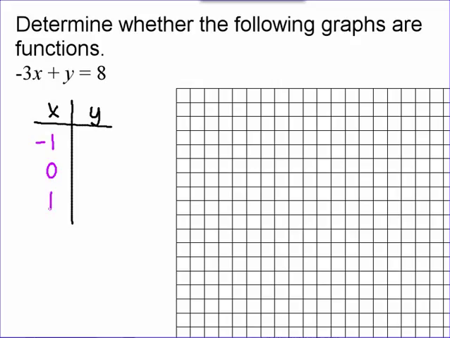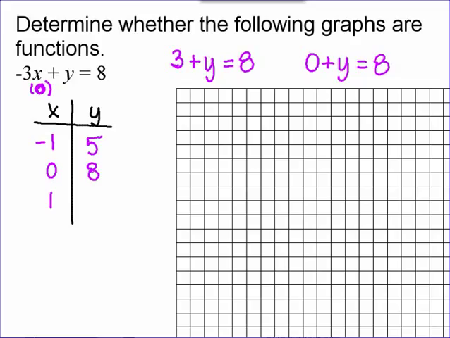So I'm going to go ahead and plug in -1 in here for x. So what is -3 times -1? 3. So I have 3 plus y equals 8. What does y have to be there, folks? 5. Now I'm going to do the same thing with 0. I'm going to plug 0 in here. So what's -3 times 0? 0. So I've got 0 plus y equals 8. What does y have to be? 8. And then last but not least, I'm going to plug in number 1. What's -3 times 1?